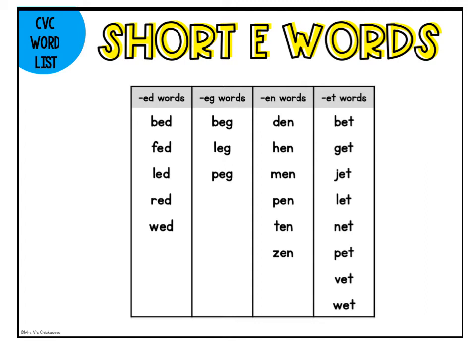Great. Now let's have words that end with n. We have den, hen, men, pen, ten, zen. Your turn. Great. Now let's have the last word list. We have et words. We have bet, get, jet, let, net, pet, vet, wet. Your turn.